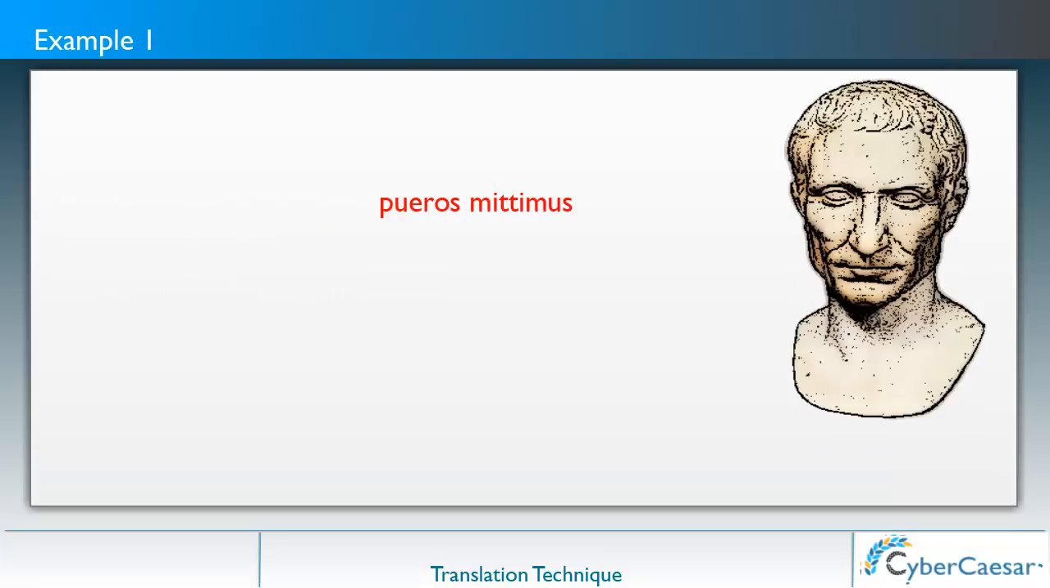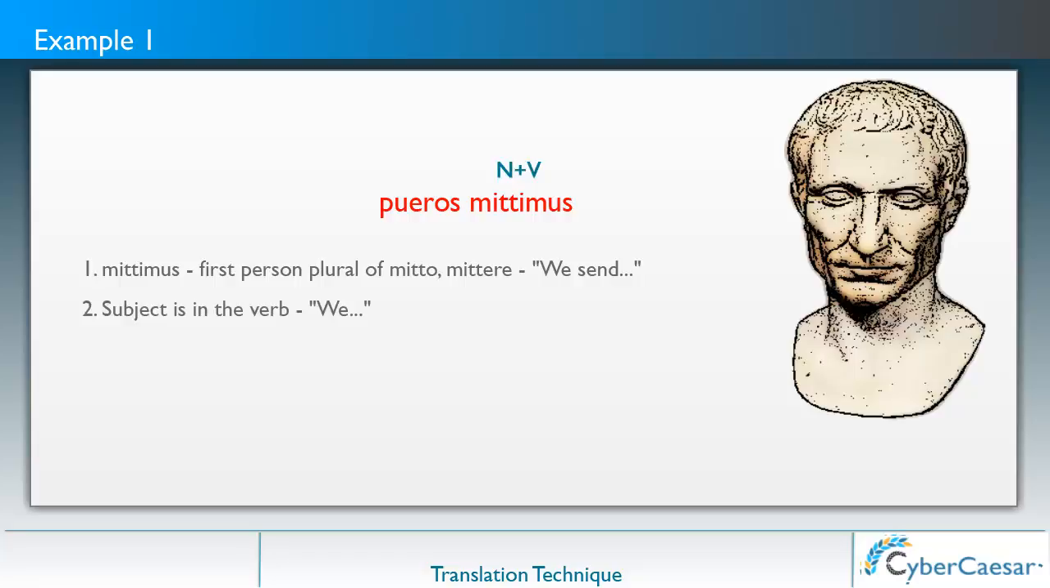Look at this sentence. Pueros mittimus. Mittimus, first person plural of mitto, mittere. We send. The subject is in the verb. We. Pueros is accusative plural. Boys. Translation: we send the boys.